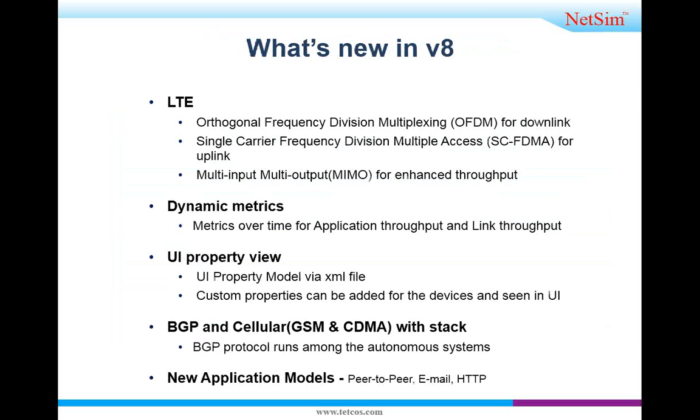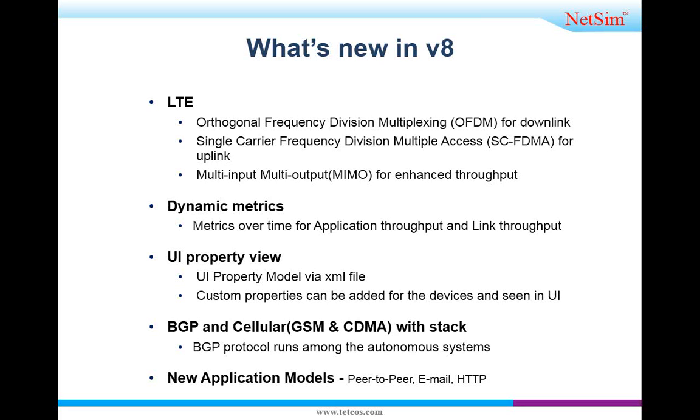So what's new in V8? Actually, in the latest version of NetSim, we have added new protocols like LTE and updated some old protocols like BGP and cellular networks. Now, new features like dynamic metrics are there, in which you can get some graphs of application throughput and link throughput. So, in UI property view, you can customize some properties of the devices. Then in BGP and cellular network, there are some features updated.